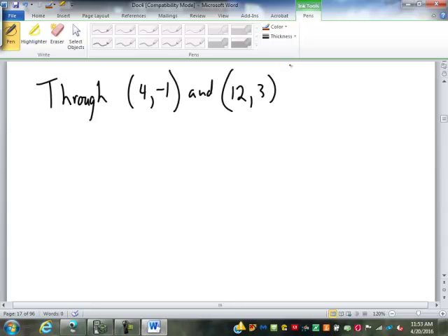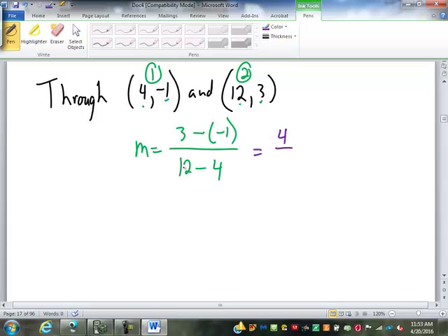So again, the first thing we have to do is find our slope to get us back to where we were before. We'll call this point 1 and point 2 again. It's y2 minus y1. y2 is the 3 minus y1 is a negative 1. I put it in parentheses so we keep the negative and the minus separate. Then it's x2, which is 12, minus the x1, which is 4. 3 minus a negative 1 is 4. 12 minus 4 is 8. 4 over 8 is 1/2. So we have a slope of 1/2.